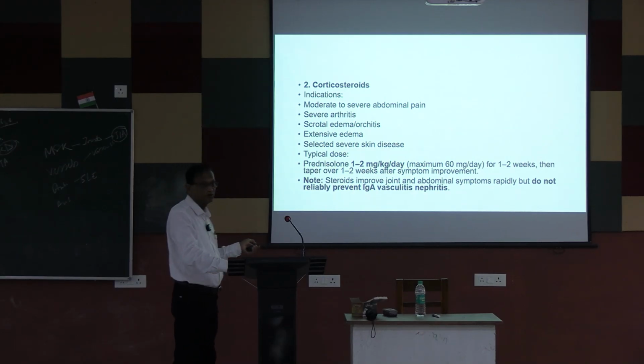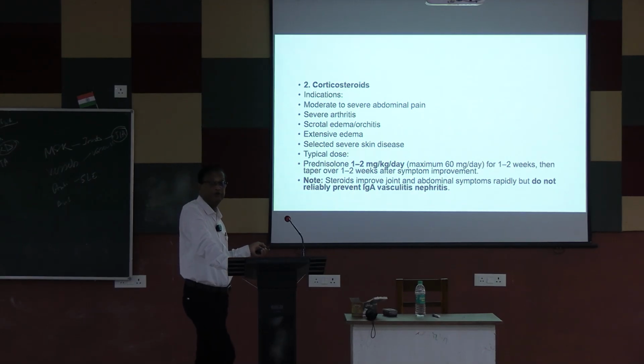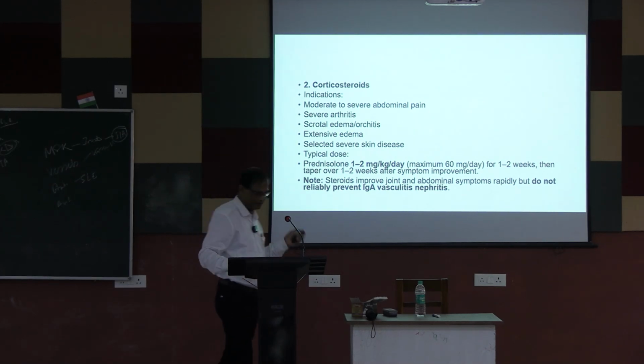Prednisolone is given at 1 to 2 milligram per kg. It should be given for a longer period, otherwise there may be reversal of symptoms or recurrence. Note, steroids improve joint and abdominal symptoms rapidly but do not reliably prevent IgA vasculitis nephritis. You do not have to know all these things.